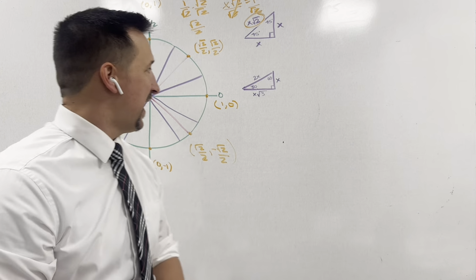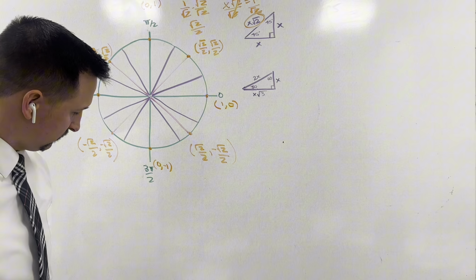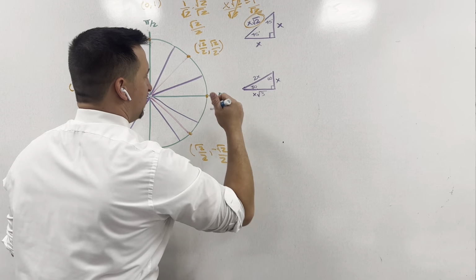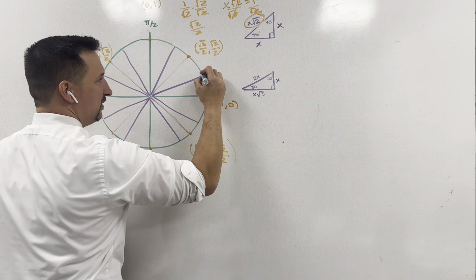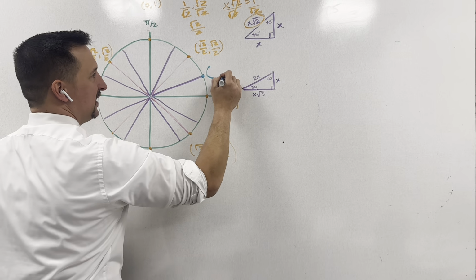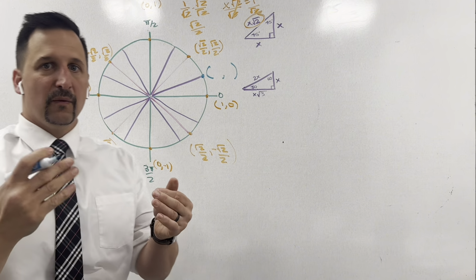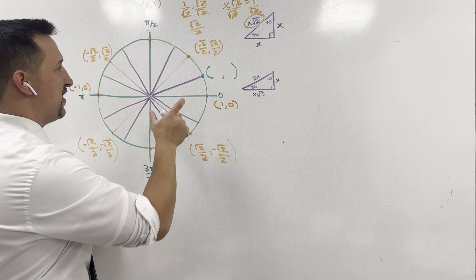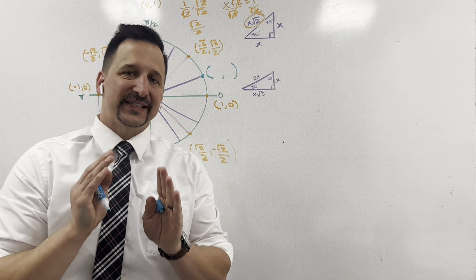Let's go ahead and take a look at this right here. So that value right here has an x and a y value. The question is, well, what is it? This right here is a 30-degree angle. Pi over 6 is a 30-degree angle.